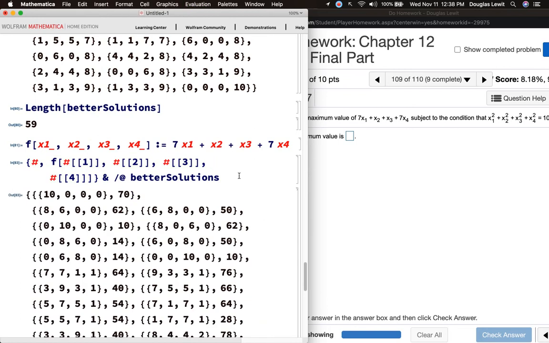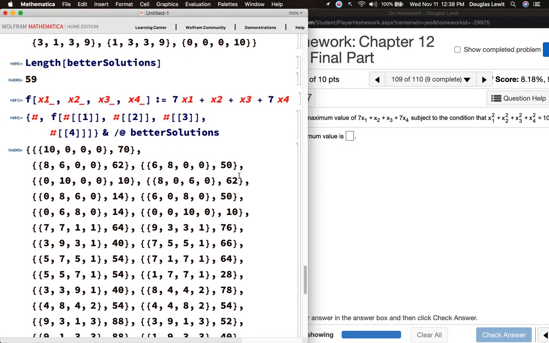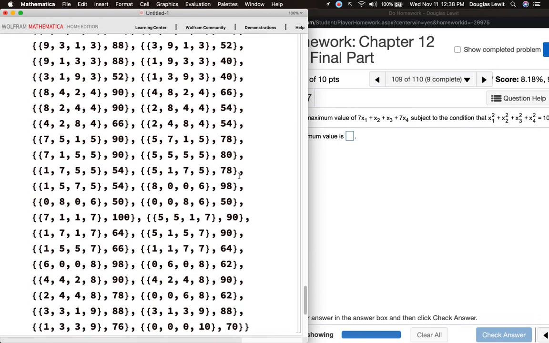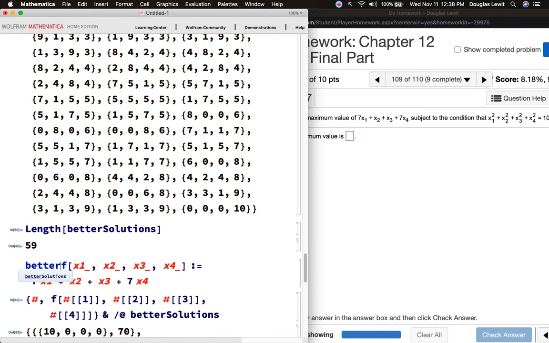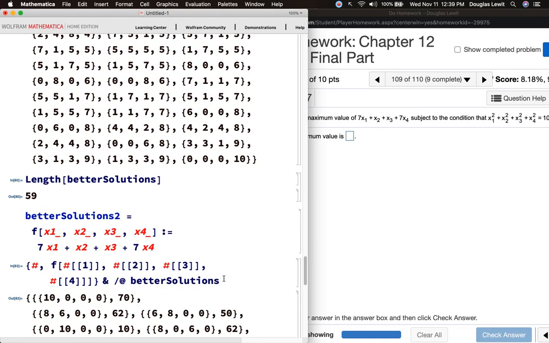There we go. Okay, not too shabby. That actually worked out pretty well. So I'm going to save that in a variable. I'm going to call that betterSolutions2. Well, call it whatever you want. I'll just call it betterSolutions2. It makes sense to call it that. Okay, Shift Enter.